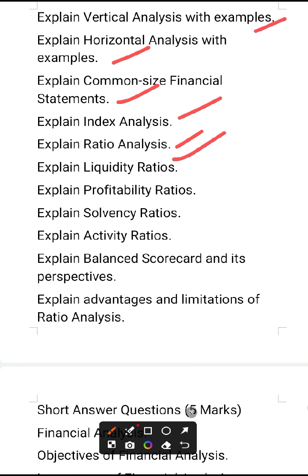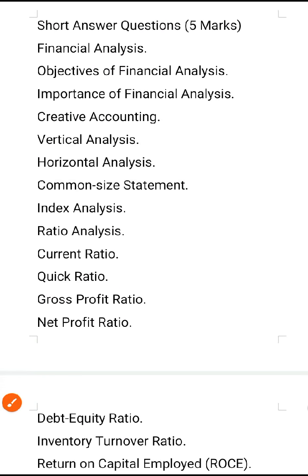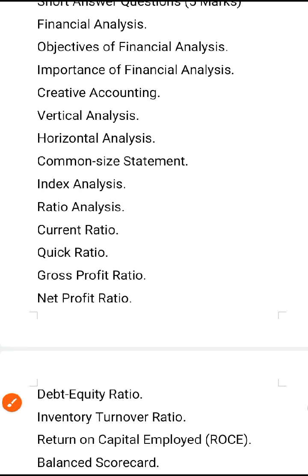Explain liquidity ratios. Explain profitability ratios. Explain solvency ratios. Explain activity ratios. Explain balanced scorecard and its perspectives, advantages and limitations of ratio analysis. Now the short answers.